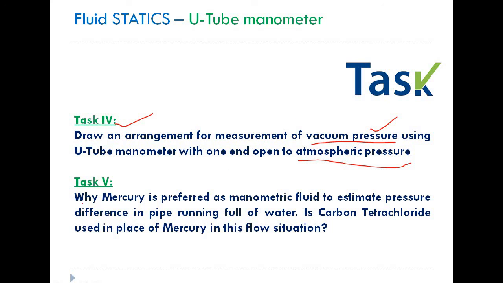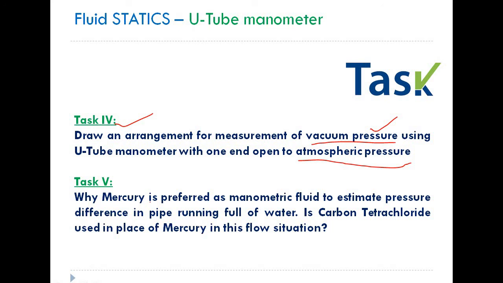Second one: why is mercury preferred as manometric fluid to estimate pressure difference in a pipe running full of water? Is carbon tetrachloride used in place of mercury in this flow situation? See, why are we using a heavier liquid like mercury? Because if you are using a low density fluid, the length of the U-tube manometer tube will be very large. That means lengthy tubing is required.